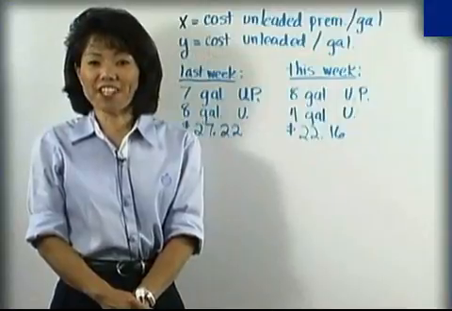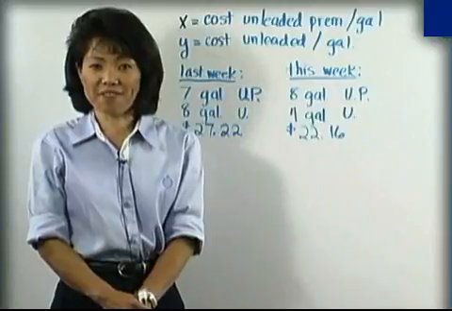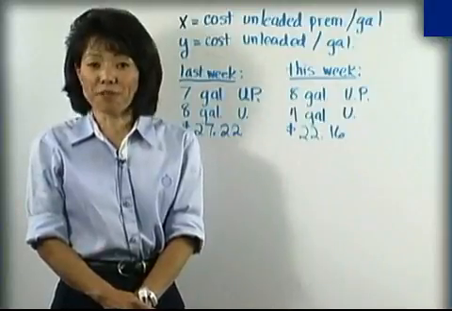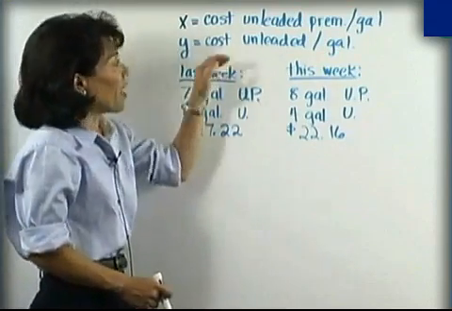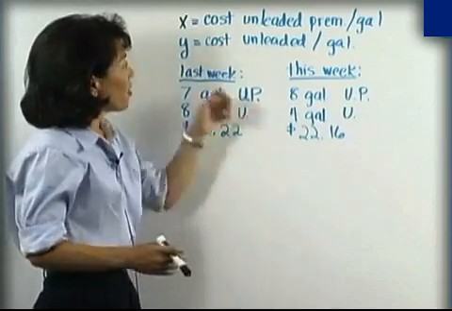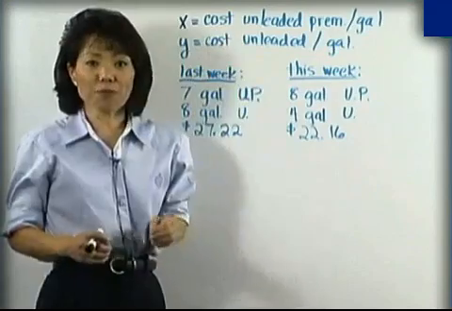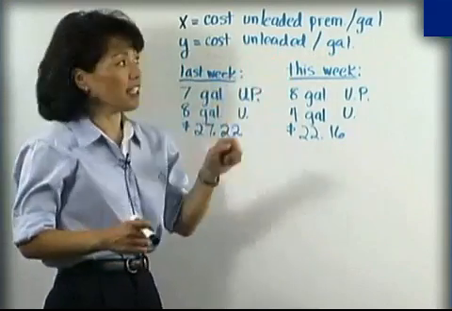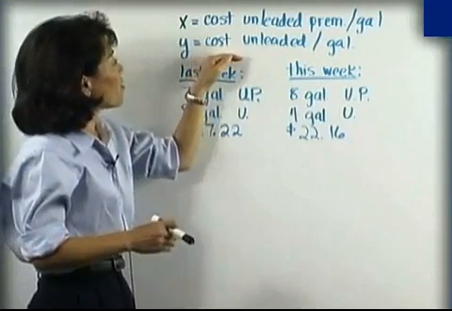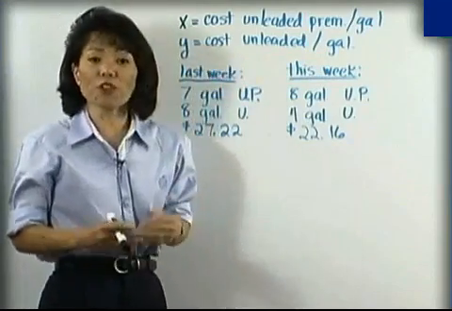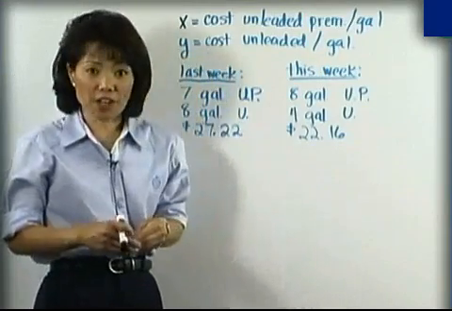Section 8.5, Solving a Word Problem Using a System of Equations. Now that we've read our problem carefully, let's look at some of the facts. We were asked to find 2 facts. First of all, we want to know the cost of unleaded premium gas per gallon. We'll let that X represent the cost for that. We are also asked to find the cost of unleaded regular gas per gallon. We'll let Y represent that cost.